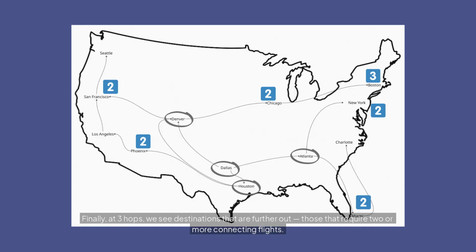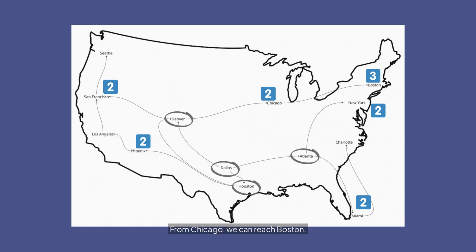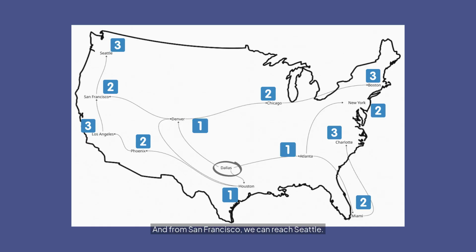Finally, at 3 hops, we see destinations that are further out, those that require 2 or more connecting flights. From Chicago, we can reach Boston. From Miami, we can reach Charlotte. From Phoenix, we can reach Los Angeles. And from San Francisco, we can reach Seattle.